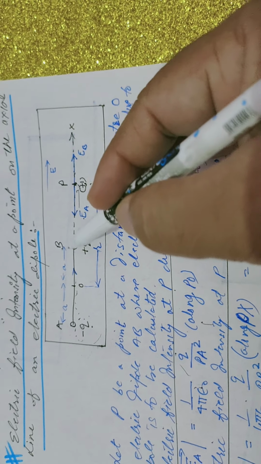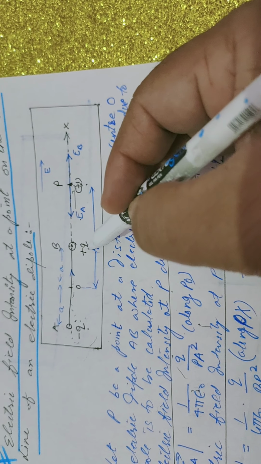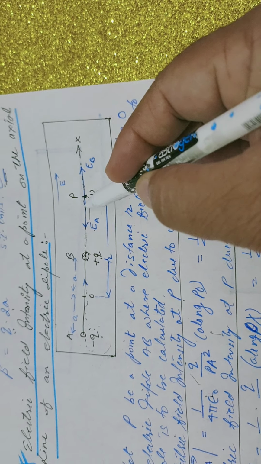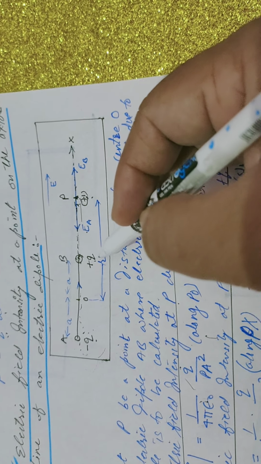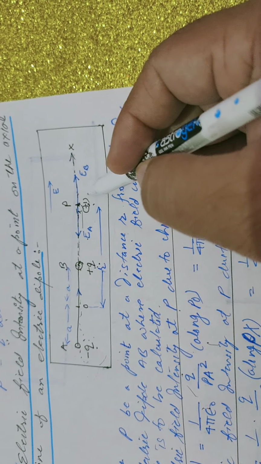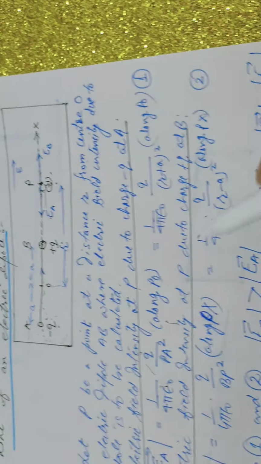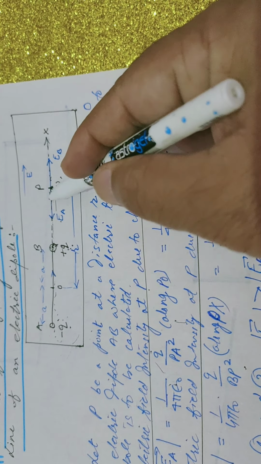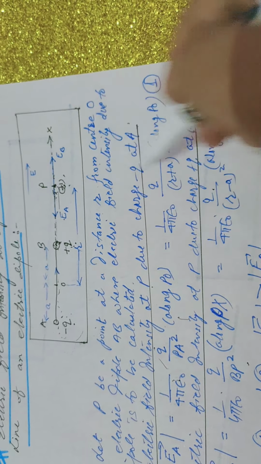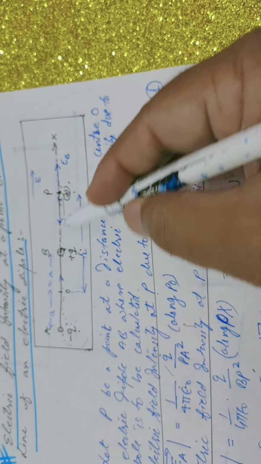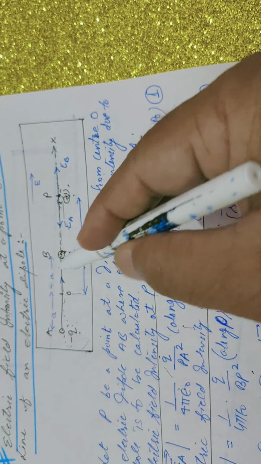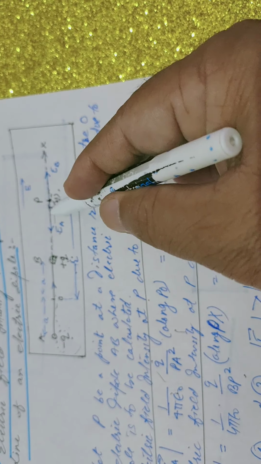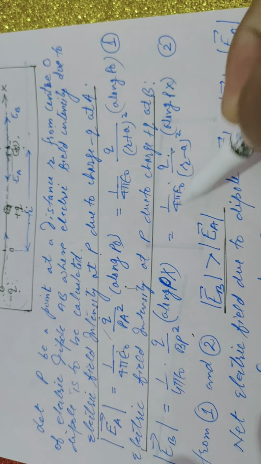Now I have to calculate electric field at point P due to charge plus q at B. Then applying Coulomb's law, 1 by 4 pi epsilon naught, q into 1 is q, over the distance between the two, BP square. I have written it as BP square because plus 1 is repelled by plus q in this direction. That is why I have taken BP, and for BP it is r minus a. (r minus a) square is BP square. So this will become EB.